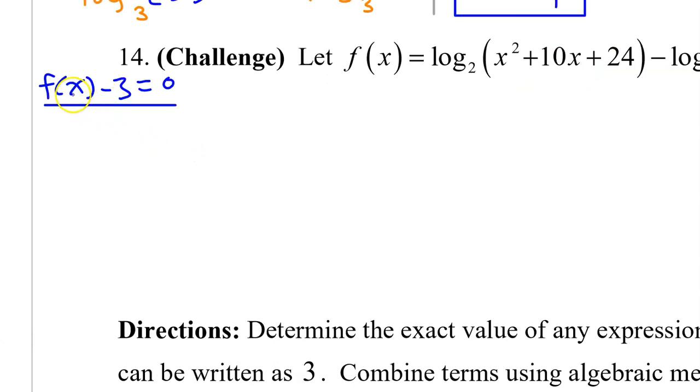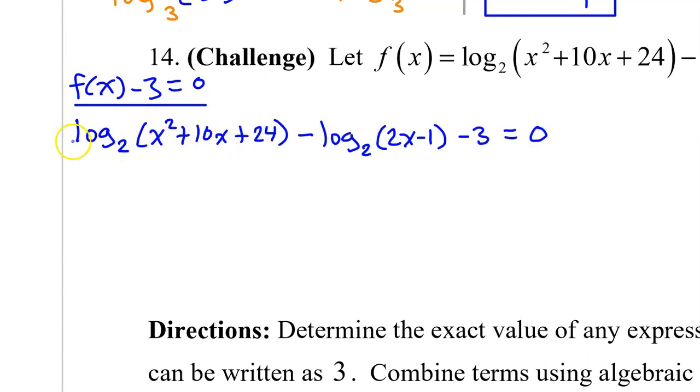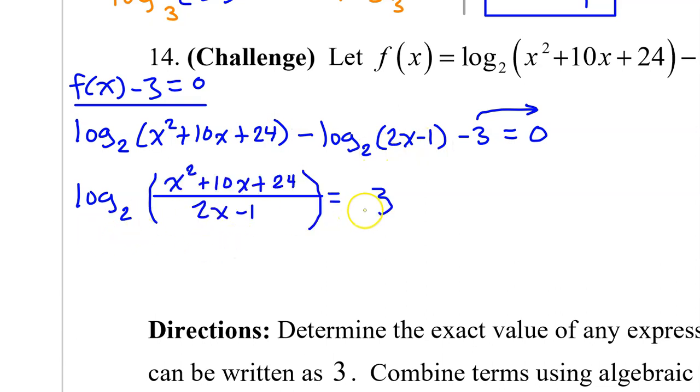First, we need to find where f of x minus 3 is equal to 0. So we need to solve this equation right here. On the next step, I'm going to do two things. I'm going to move the 3 back over to the right-hand side of the equation for now. So we will have equals 3. And on the left side, we've learned that we can combine the difference of two logs into the single log of a quotient. So I'm going to set up this divided by this. That brings us to here.